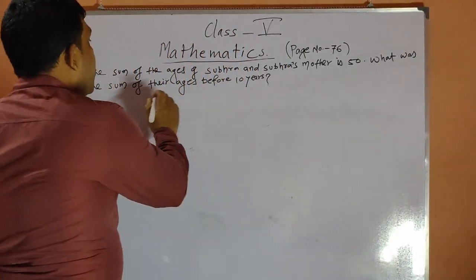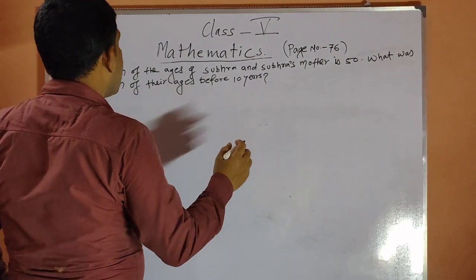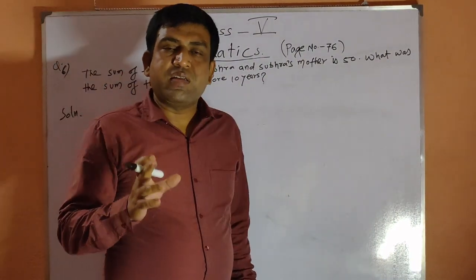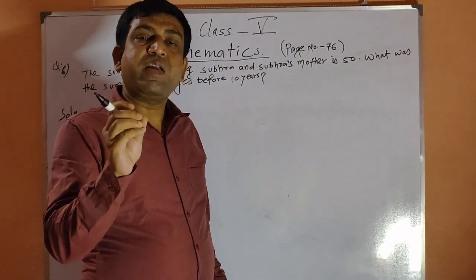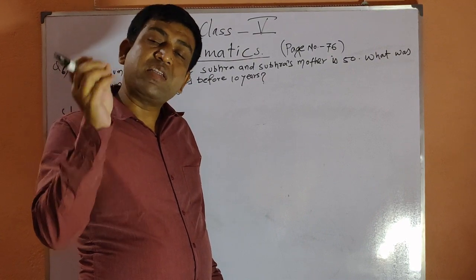Now question number 6. The sum of the ages of Subro and Subro's mother is 50. What was the sum of their ages before 10 years? That means before 10 years, 10 years will be subtracted from Subro's age, and 10 years will be subtracted from Subro's mother's age also.